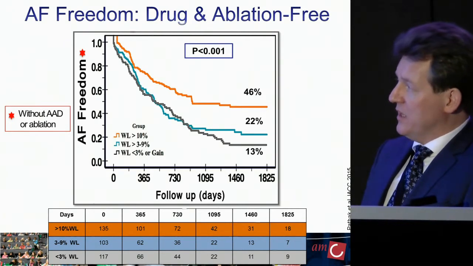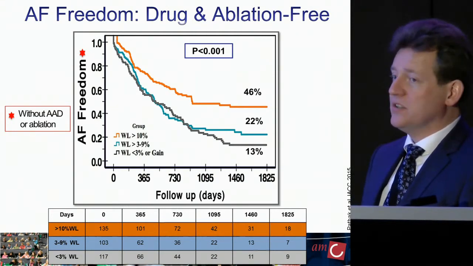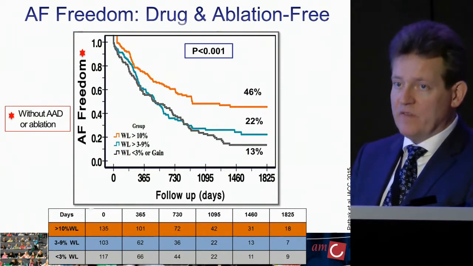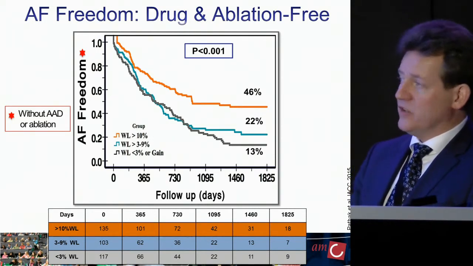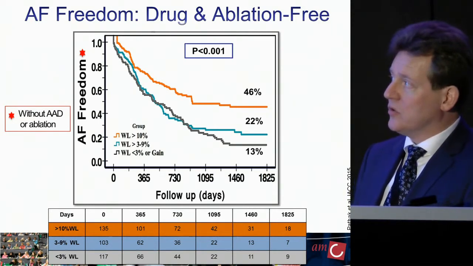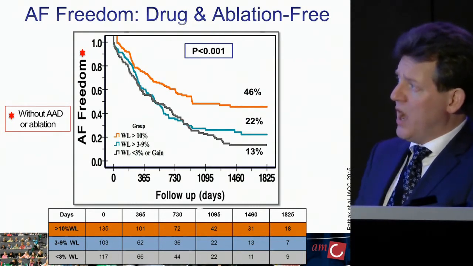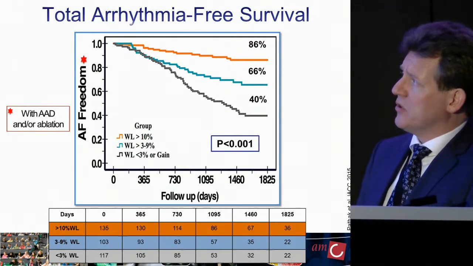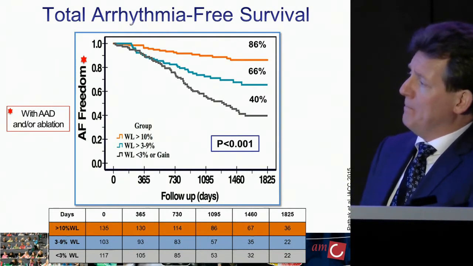And they found that 46% of patients admitted to an AF clinic because of symptomatic AF were free of atrial fibrillation without antiarrhythmic drugs or ablation in the group that lost more than 10% of their weight. And if you allow antiarrhythmic drugs or ablation, these numbers are obviously better, but the relation really remains the same.